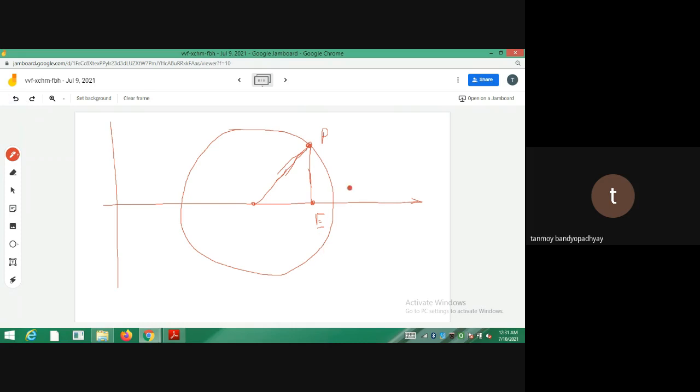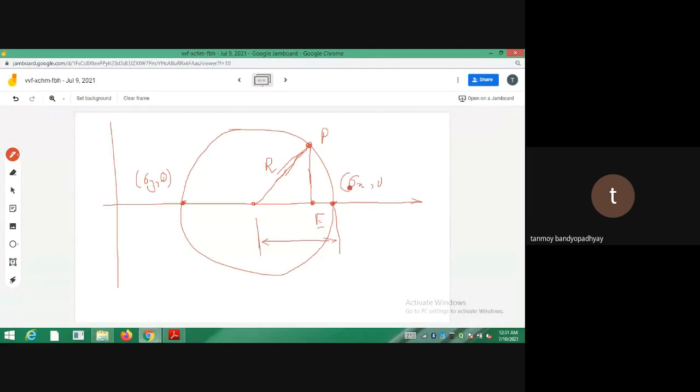Okay, so you can see that this one is sigma x comma 0, and this one is sigma y comma 0. So if I now want to find out the radius r of the circle, this is sigma x, this is sigma y. So this distance will be the radius, right? This will be equal to r.